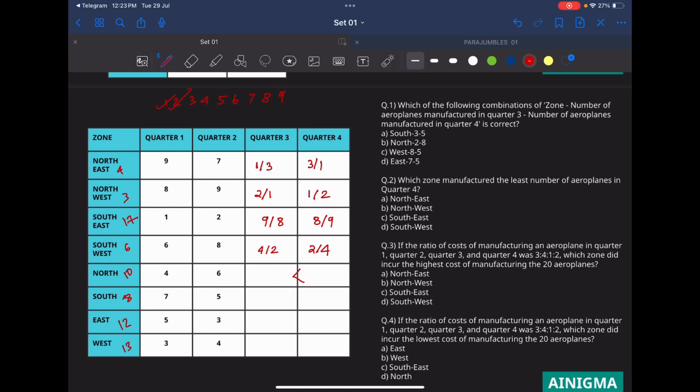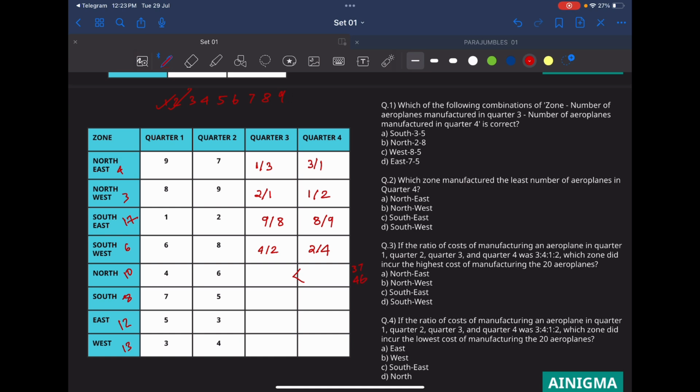Then we have 10. In order to form 10, we can form 1 and 9, but 1 and 9 is not possible because 1 is automatically done. We cannot use 2 and 8. We can use 3 and 7, which is possible. 4 and 6 is also possible. So we have two possibilities here: either this is 3 and 7, or it is 4 and 6. We'll move on to it.